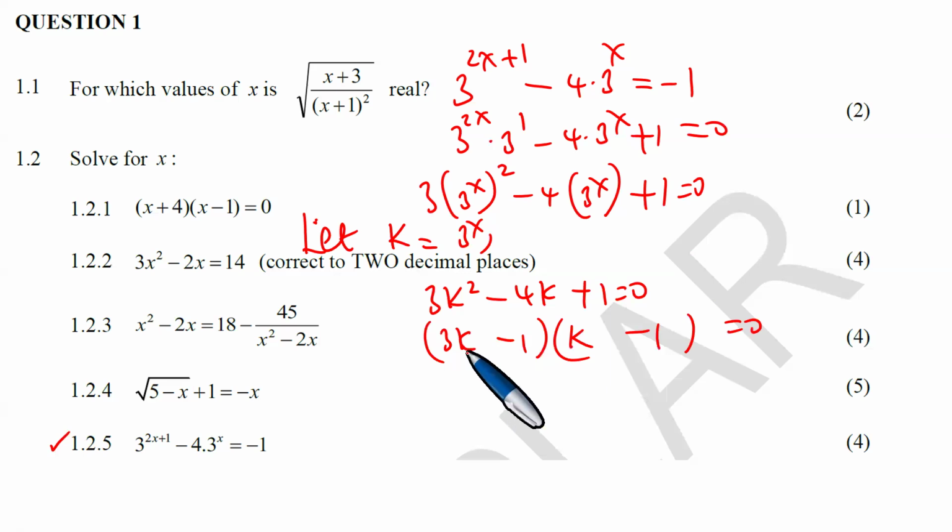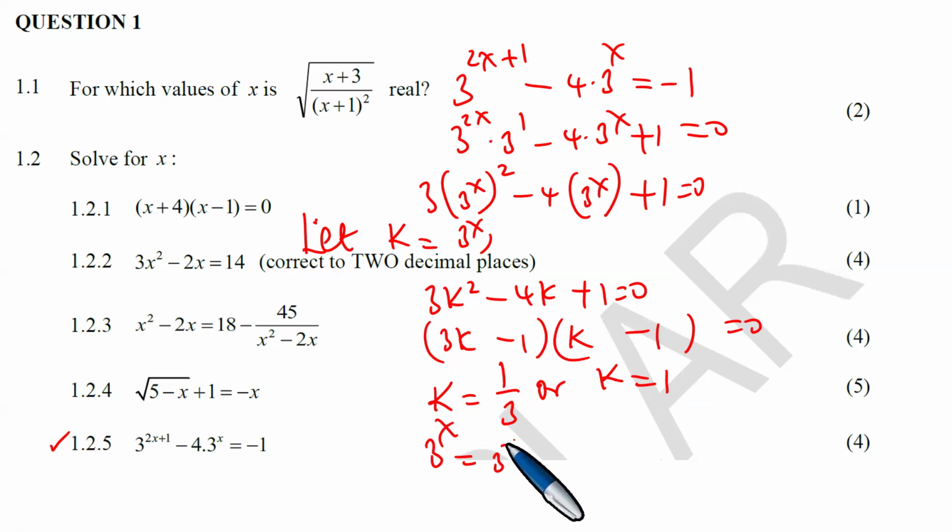Okay, so if you check here, if this multiplication is correct, 3k squared minus 3k minus k minus 4k plus 1. K is 1/3 or k is 1 out of this. Now, you need to recall that k is 3 to the power x, so wherever there is k, you put 3 to the power x. Here it is 1/3, which is 3 to the power minus 1. Or here, k is 3 to the power x, and this is 3 to the power 0.